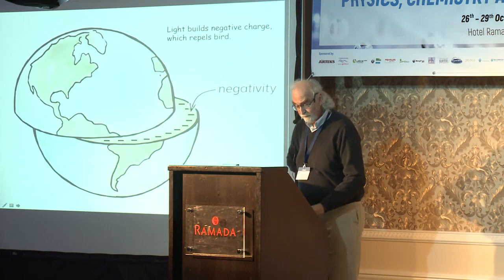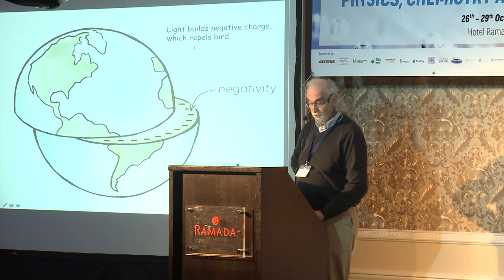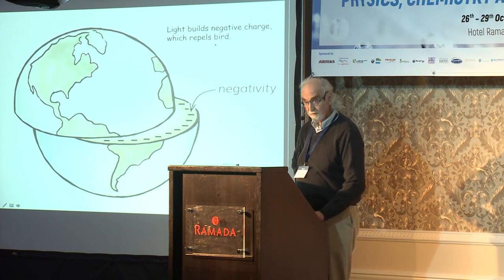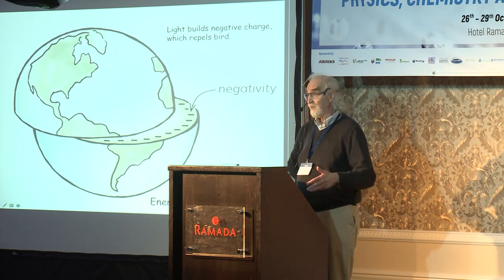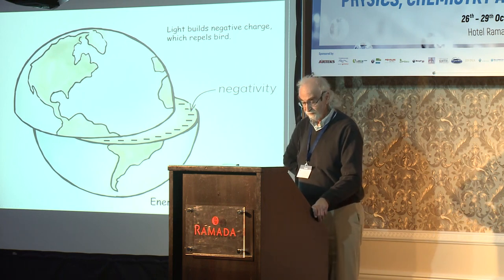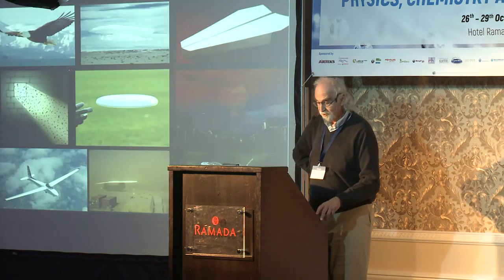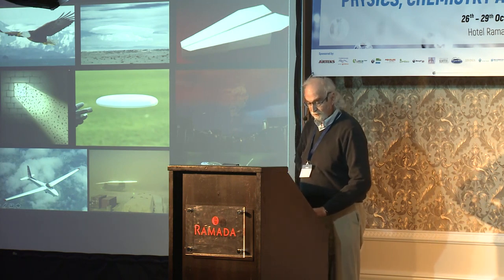And so you have a situation here that you've got the negative charge, and light builds the negative charge, which repels the bird, right? And so the energy for flying then ultimately comes from the energy from light, from the sun. So we have a situation here where these are many slides that I've shown you.